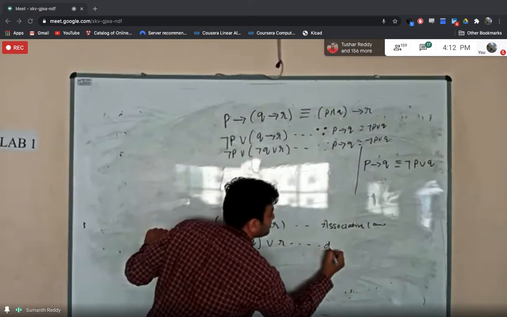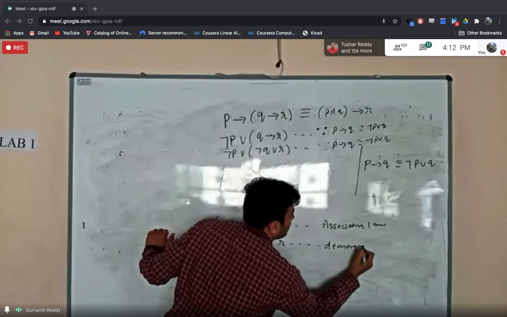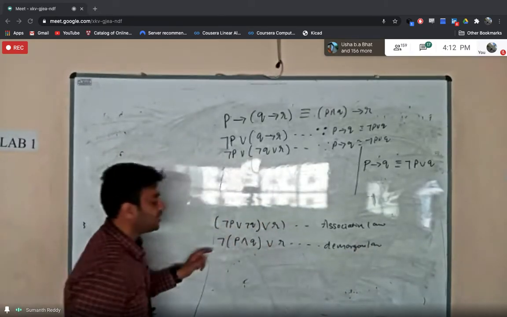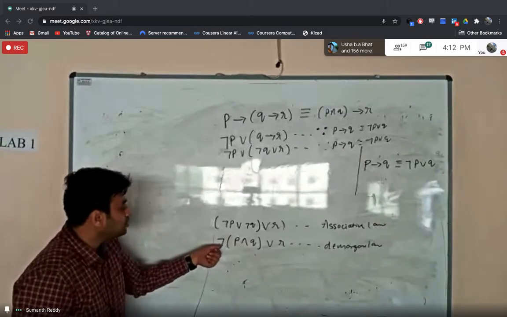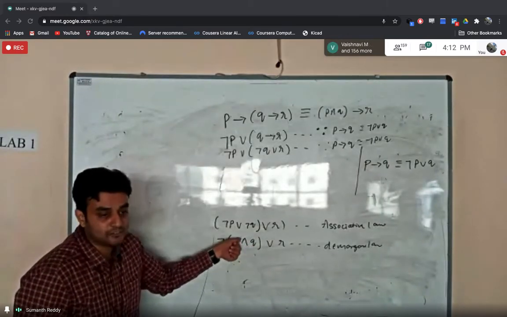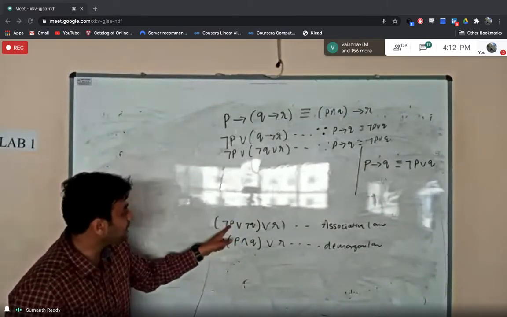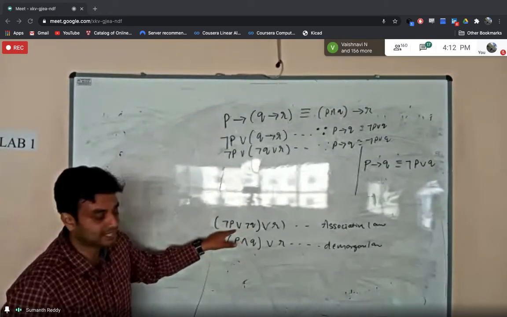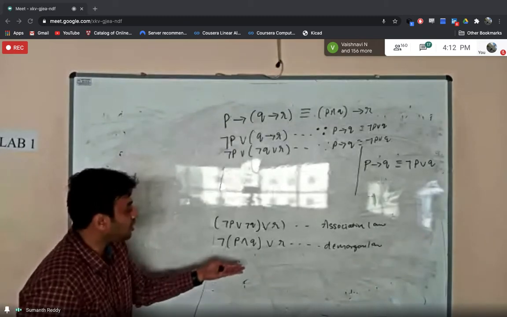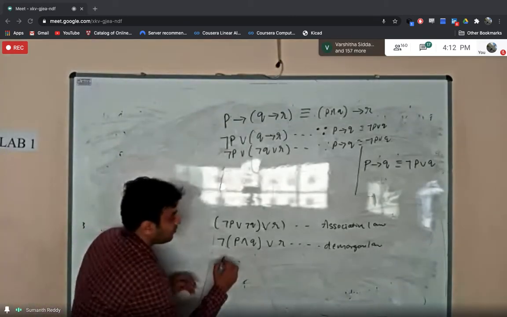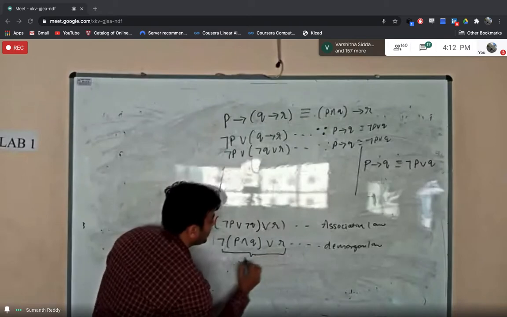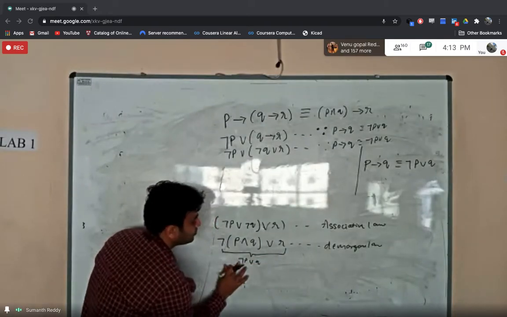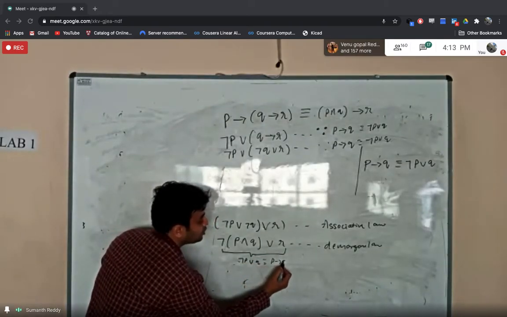This is by which law? This is by De Morgan's law, right? Again, if you want to check, you can check here. This negation of P ampersand Q, if you expand this, what will happen? Negation of P or negation of Q. Again, if you apply De Morgan's law in the forward direction, you will get back the same thing. No issues, right? Now, if you observe, this is in the form of negation of P or Q, which is the same as P implies Q.